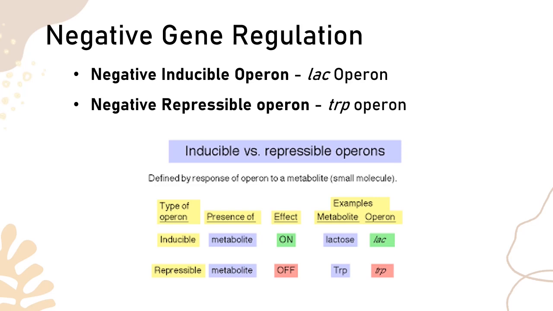Looking at the diagram, we have here the summary that the inducible operon, in the presence of the metabolite, will be able to be turned on. Originally, it is turned off, but the effect of the metabolite is to turn it on. And that metabolite is called lactose. For the repressible operon, the presence of the metabolite has the effect of turning the originally turned on operon off. And the metabolite here will be the tryptophan.